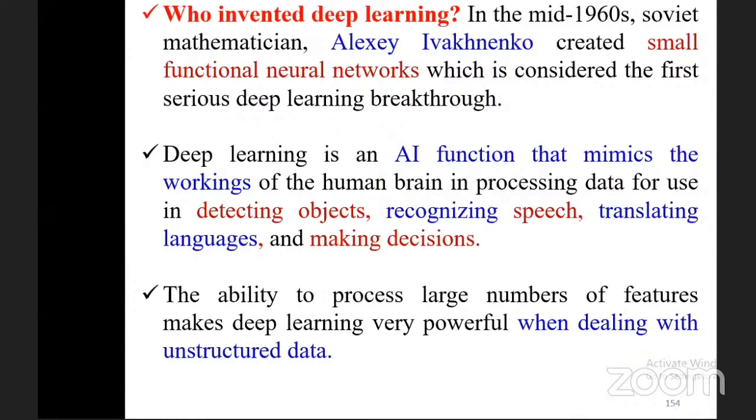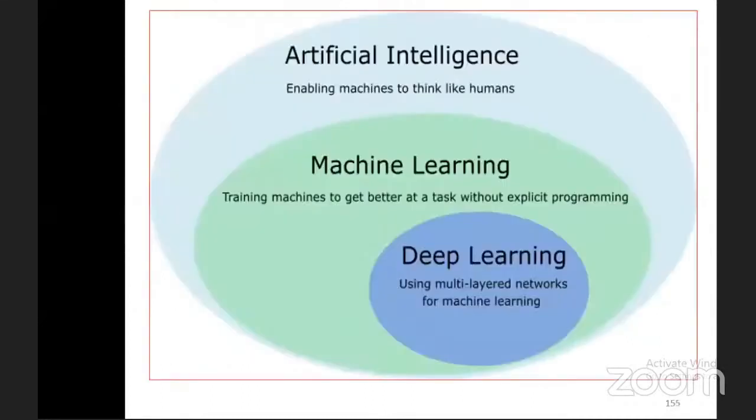So deep learning is an AI function that mimics the working of the human brain in processing data for use in detecting objects, recognizing speech, translating languages, and making decisions. That's why, using multi-layered networks for machine learning, we are using DNN, deep neural networks, convolutional neural networks, recurrent neural networks. In machine learning, learning from the observational data, training machines to get better at a task without explicit programming; artificial intelligence, enabling machines to think like humans.